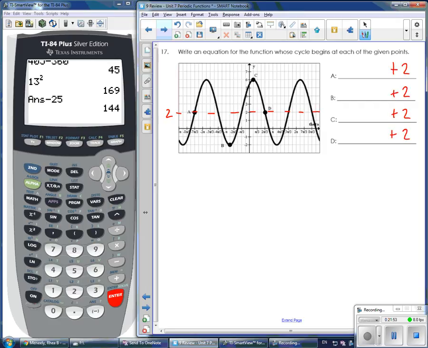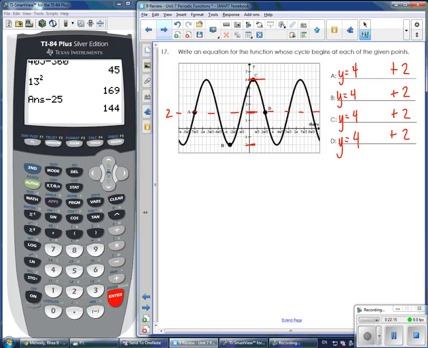I can also figure out my amplitude from there, because if this is my midline and this is my max, there's a difference of 4. I can also double check and make sure that there's the same distance to my min. So that means my amplitude is 4. So I'm going to have y equals 4, y equals 4, y equals 4, y equals 4 for all of them.